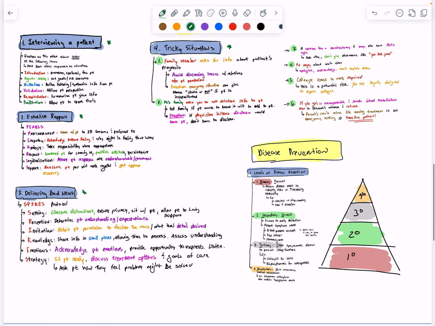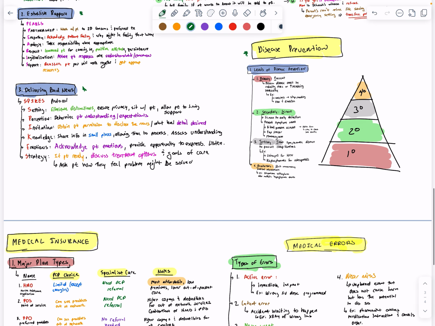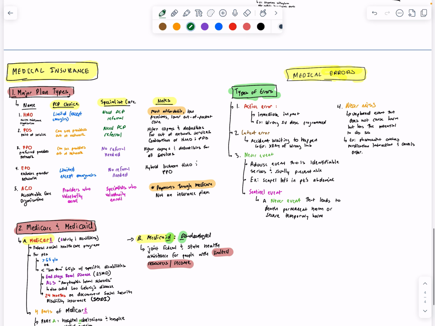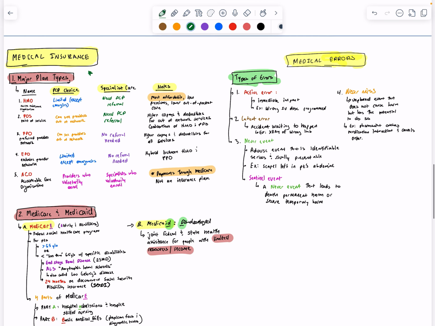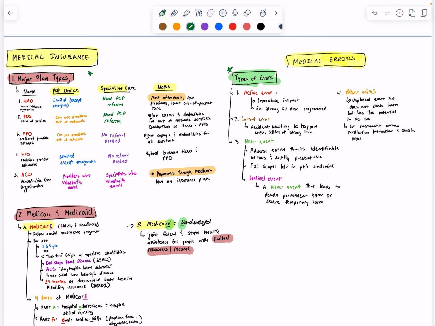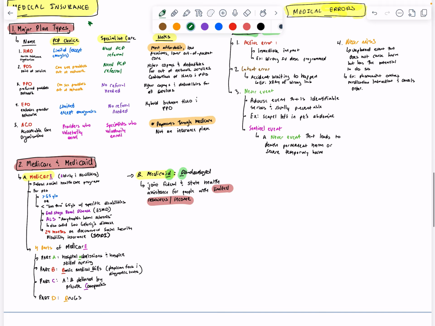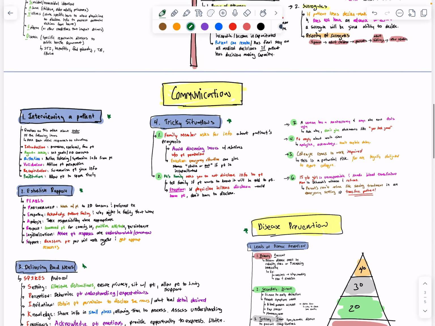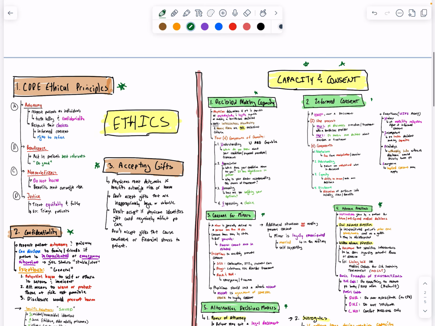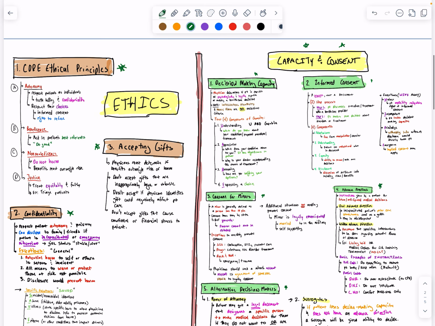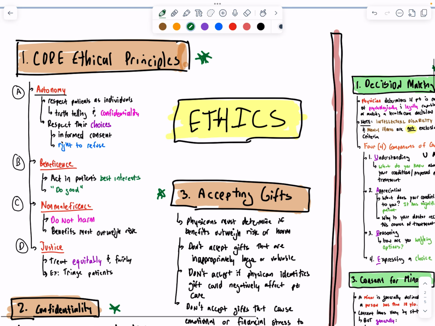And then levels of disease prevention, major medical insurance types of plans, medical errors, different types of medical errors, and then Medicaid versus Medicare. So it's not too bad. We're just going to get started, and we'll start with our core ethical principles.